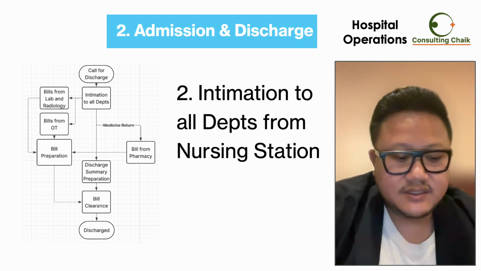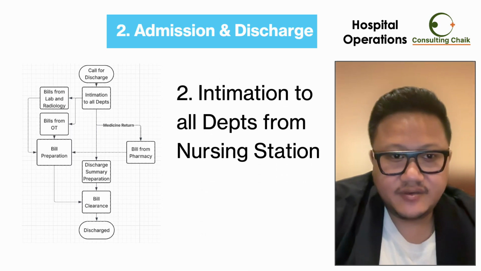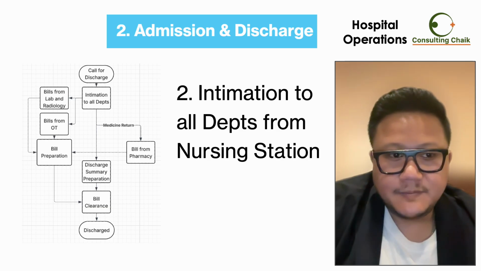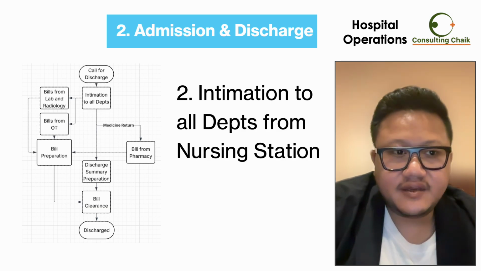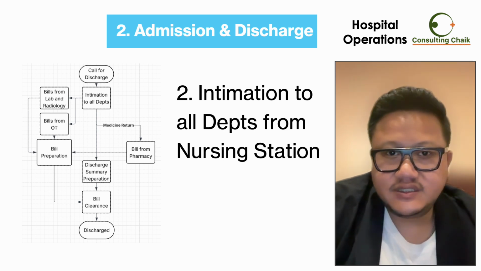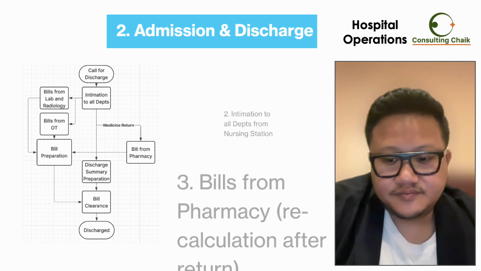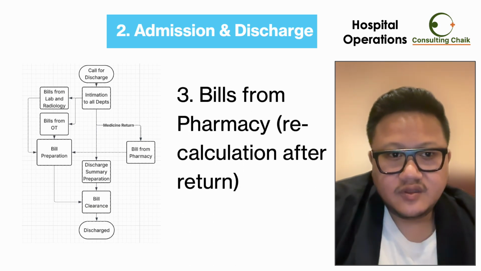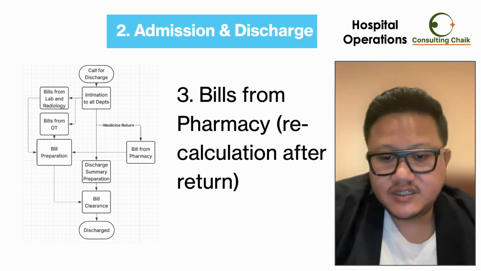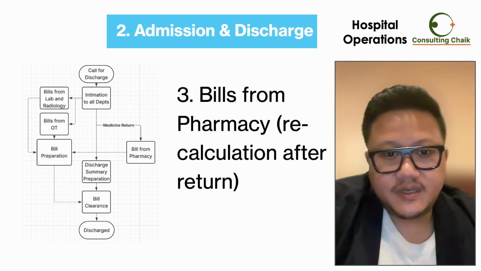Then once the call for discharge is given, intimation to all departments is given from the nurse station. The main departments here are lab, radiology, OT if it's a surgery case, and pharmacy. There can be a few more departments according to the patient's need, condition, and treatment line.